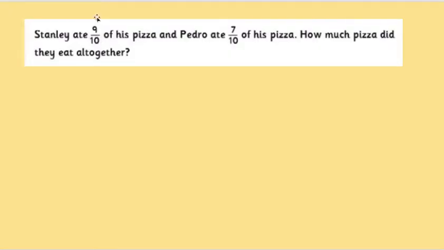So let's have a look at our first one. Stanley ate 9/10 of his pizza and Pedro ate 7/10 of his pizza. How much pizza did they eat altogether?